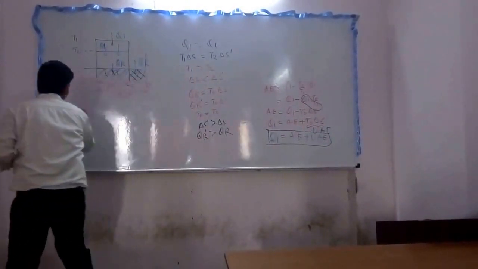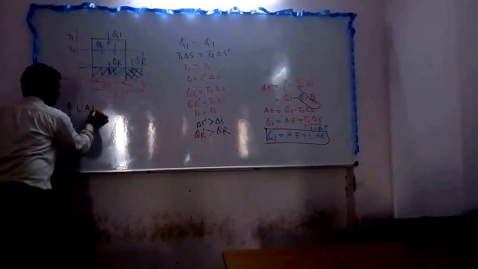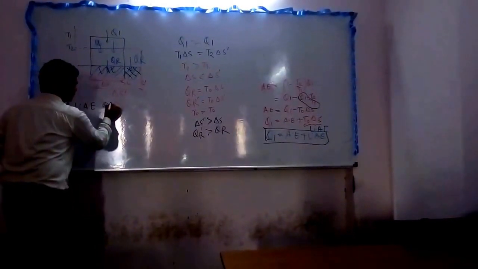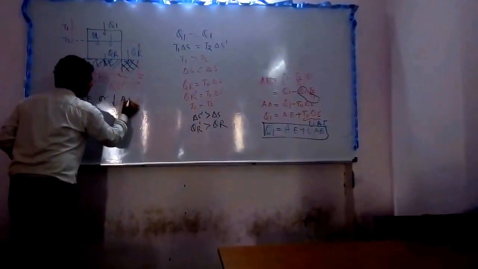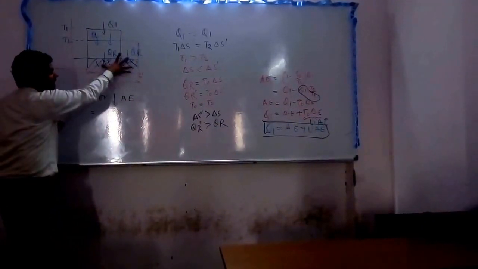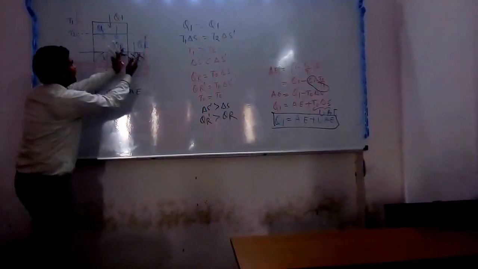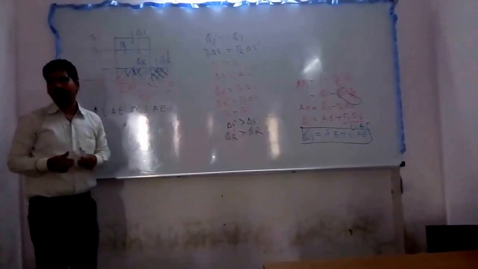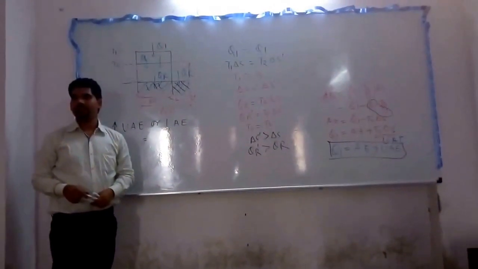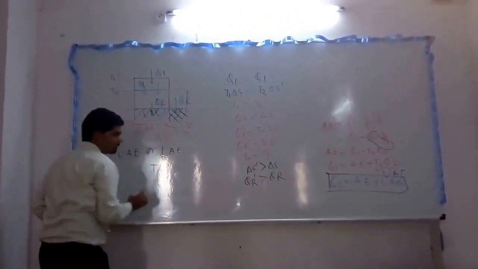If I just have to calculate the increase in unavailable energy, or the decrease in available energy, it will be this total area minus this area. Is it clear? So I can write that T naught is the same.